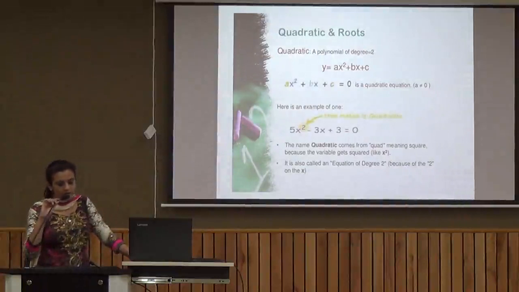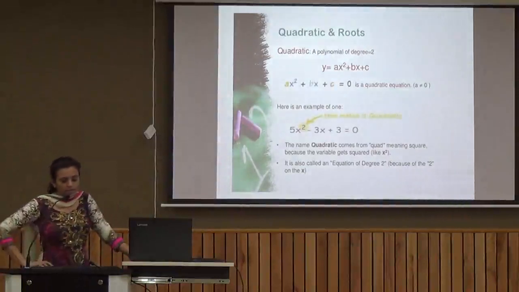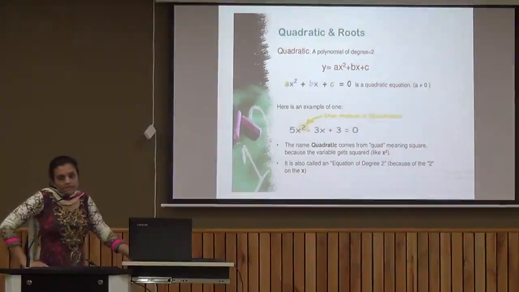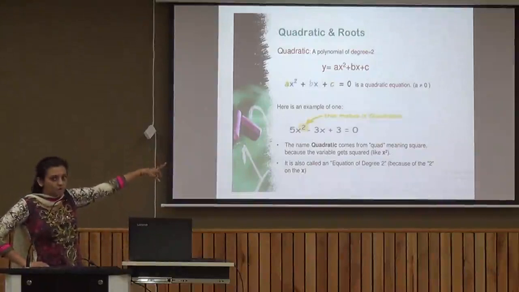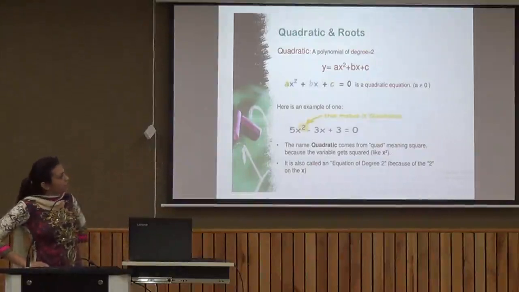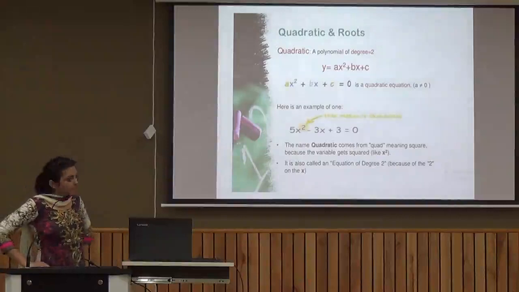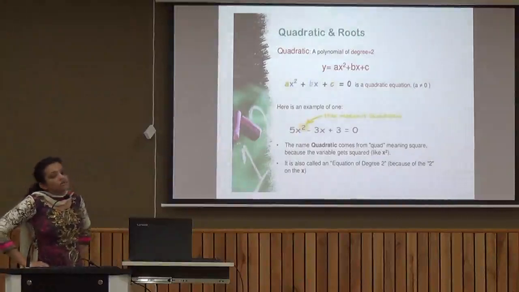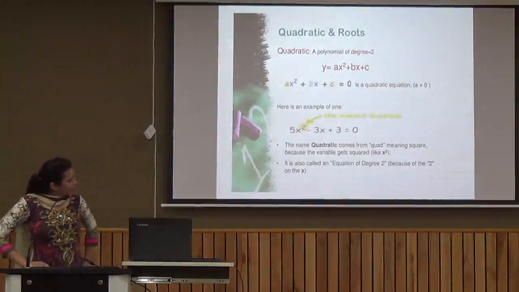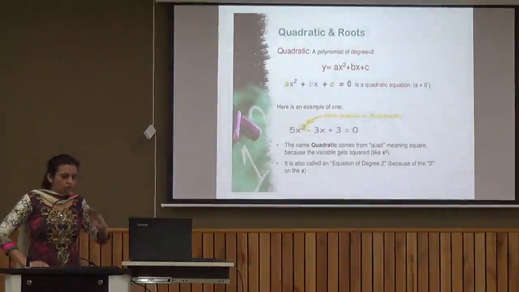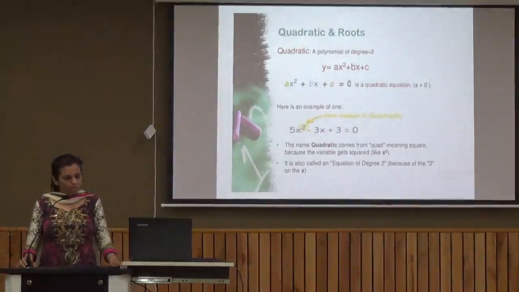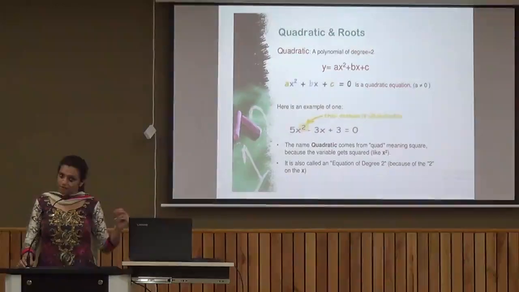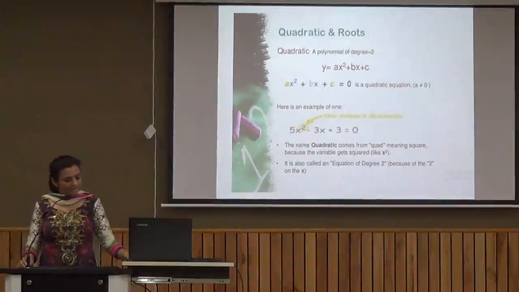Now here is an example. 5x squared minus 3x plus 3 equal to 0. Can you see the x squared term highlighted over there? This is the thing that makes it a quadratic. The name quadratic comes from quad, meaning square, because the variable gets squared like x squared. It is also called an equation of degree 2 because of the 2 on the x. I think all this has been taken up in earlier classes also, and this just forms the groundwork for the next thing.